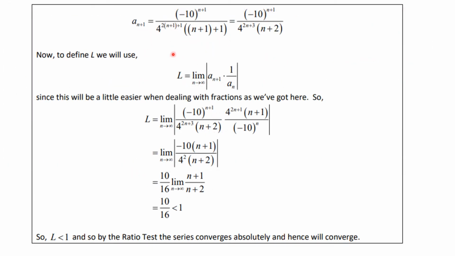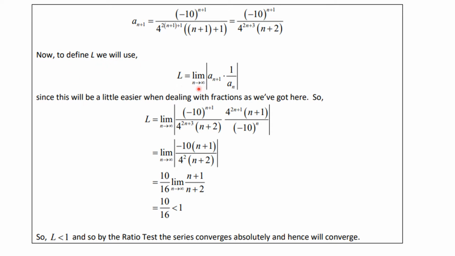And this is what I said. Now you can simplify this a little bit, because n plus 1 plus 1 is n plus 2. And if I expand the 2 and collect terms, I get 4 to the 2n plus 3. So this is what a sub n plus 1 is. Make sure you follow this calculation. And now we are going to calculate L.